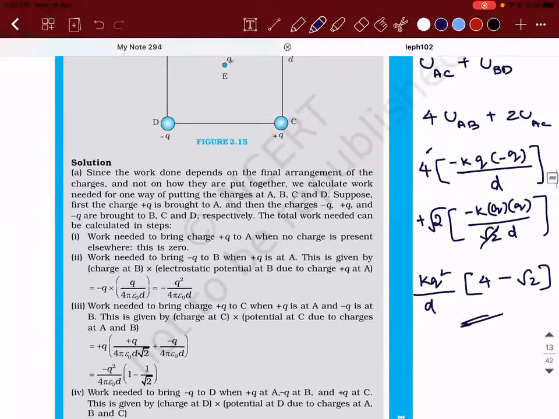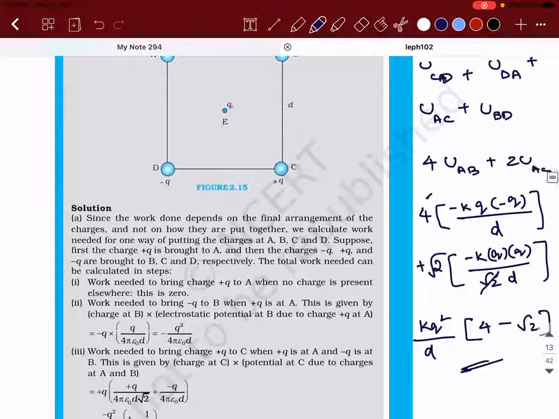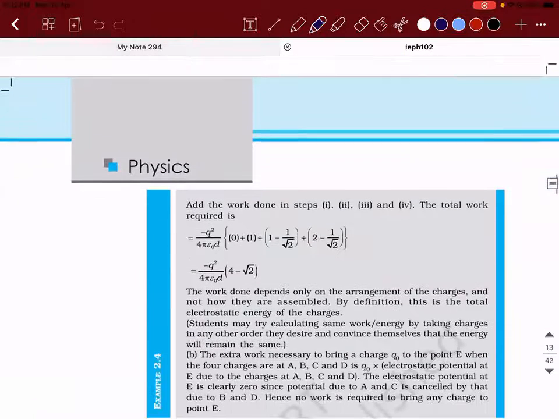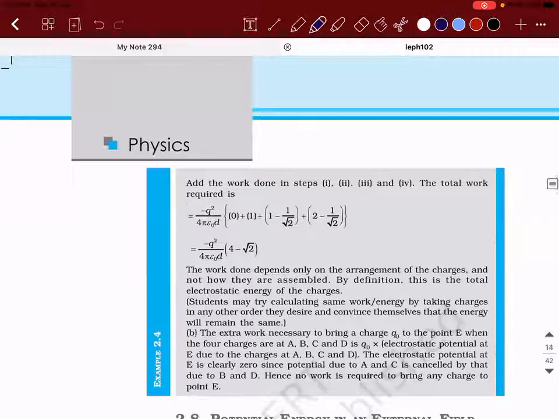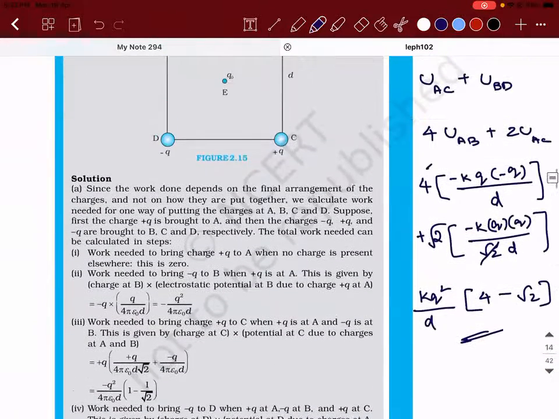Did I miss the minus sign? Why they are getting the work done depends on the arrangement. So KQ square divided by D into 4 minus root 2.